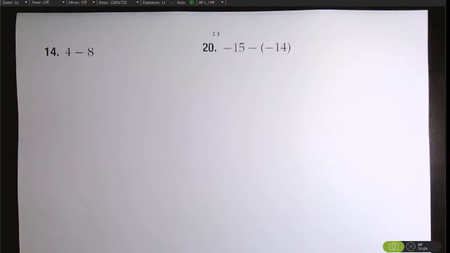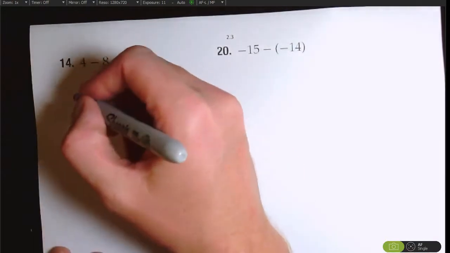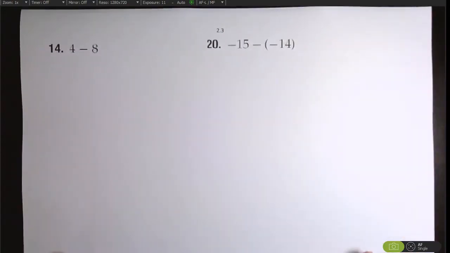Section 2.3, subtracting integers. The key with subtraction is all this is the same as addition. Just remember that subtraction means add the opposite. So the key is keeping track of the opposites. So for number 14, you don't need to always do this right now, but you need to be able to do this mentally every time.